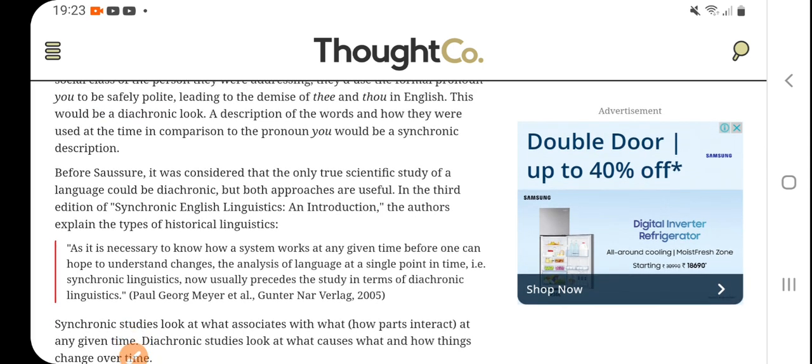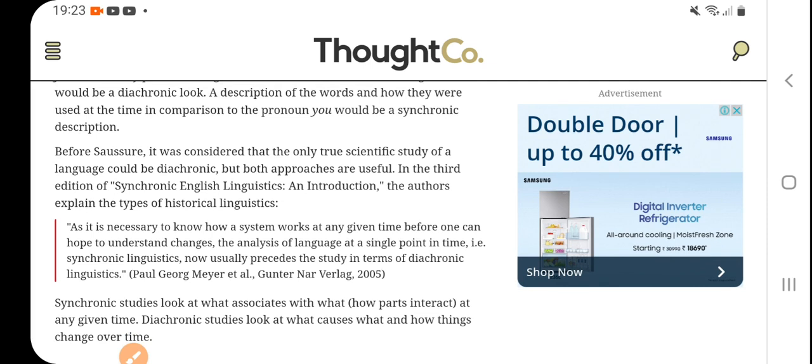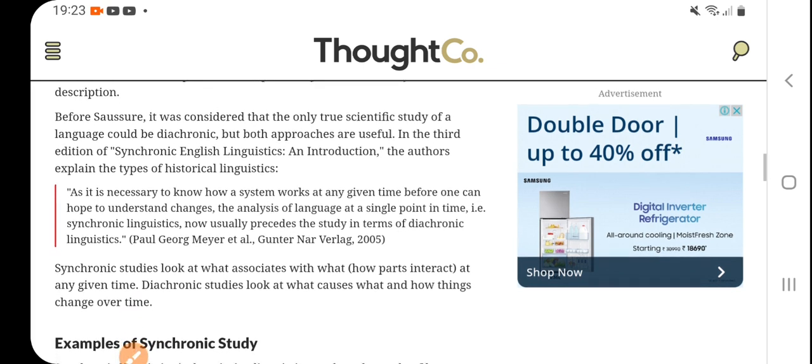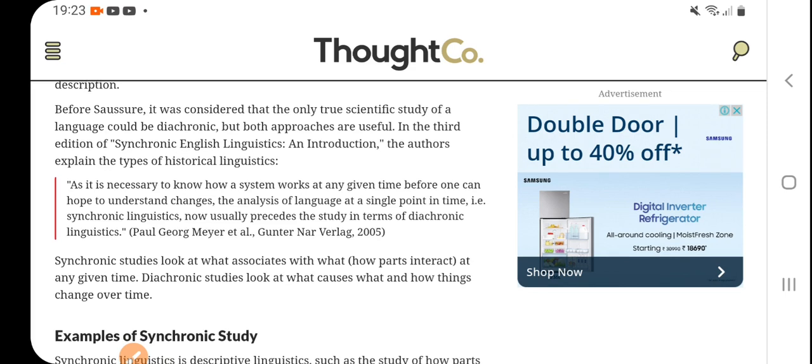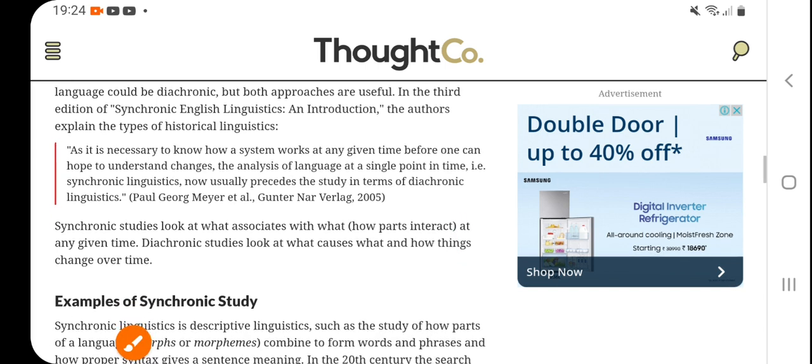So then you replace thee and thou. This would be a diachronic look, a description of words and how they were used at the time, in comparison to the pronoun you, which would be a synchronic description. Before Saussure, it was considered that the only true scientific study of a language could be diachronic. But both approaches are useful.